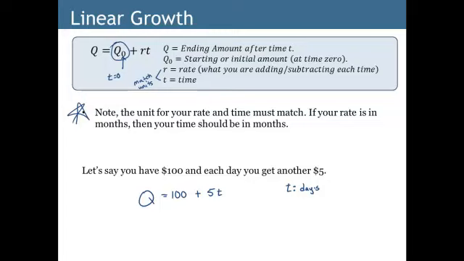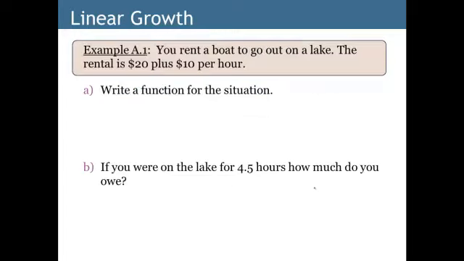Alright, so let's do some problems where we use this. So you rent a boat, you go out on a lake, and the rental is $20 plus $10 per hour. So starting value, well, you have to initially have $20, and then my rate, $10 per hour. And I like a little note, T's in hours, because my rate is $10 per hour. So now down in here in B, how much do you owe? Well, 20 plus 10 times T.